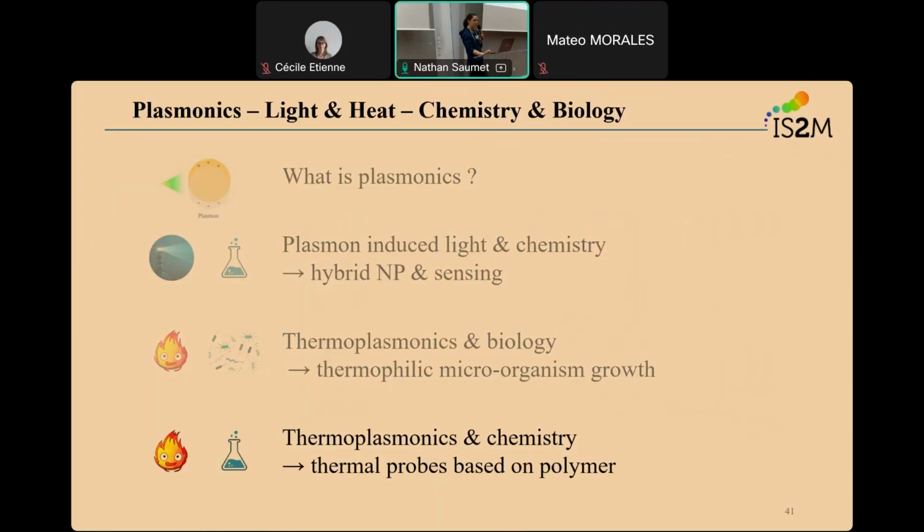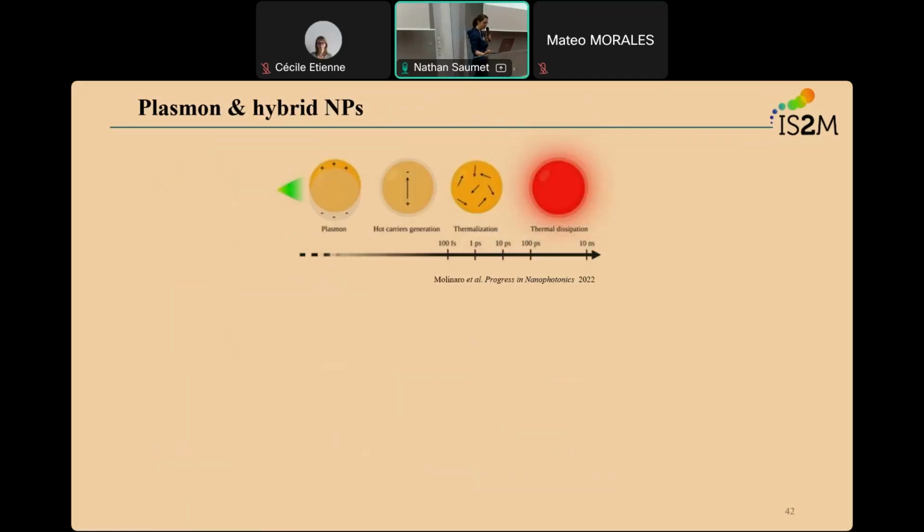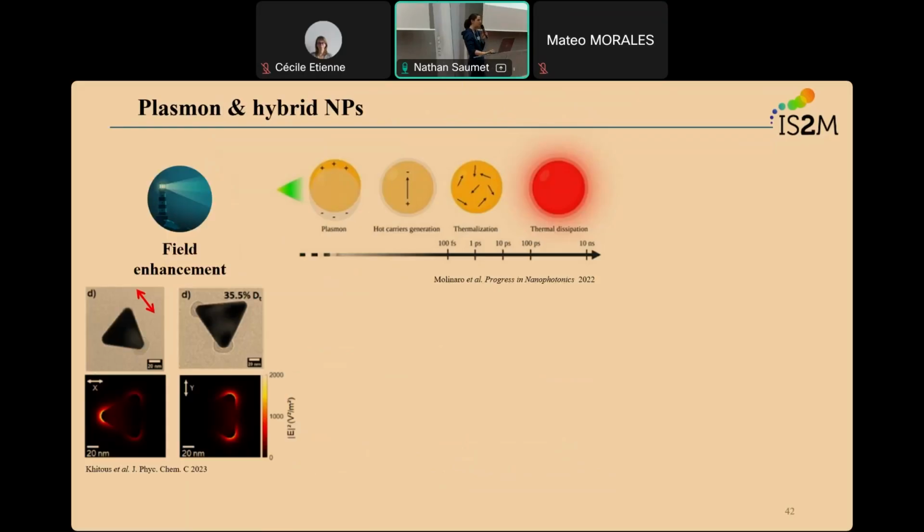So now I will talk about the last part of my talk, which is dealing with chemistry and thermoplasmonics to create thermal probes based on polymer. So here I still have 3 effects of plasmonics. The field enhancement: in the second section of my talk, I showed you that we can put a polymer here where the field is the highest using field enhancement.